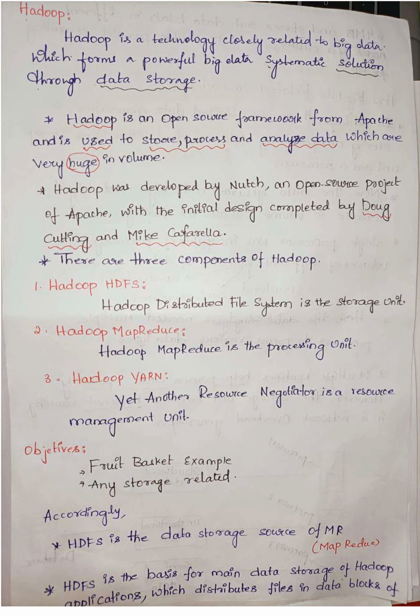Now convert this fruit example in terms of the data that we gather from different sources, that is structured, unstructured and semi-structured data, these varieties of data coming from different sources. Now, according to this basket example, assume HDFS, which I told you is the storage unit. So HDFS is the storage source for MapReduce.